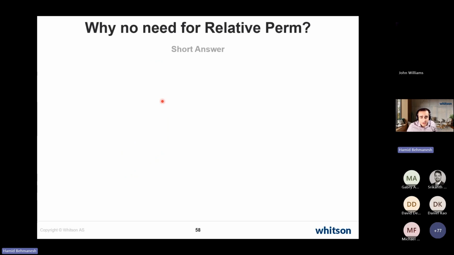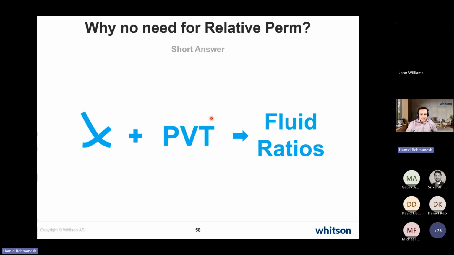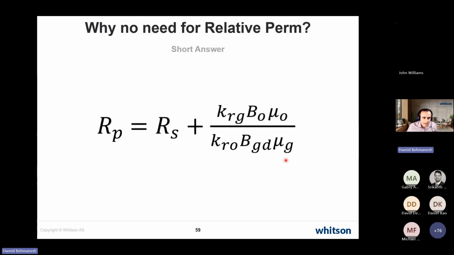So why do we need relative permeability? If you remember, I started off with that question, and the question was why relative permeability is not needed. In fact, relative permeability is somehow embedded into our data. Relative permeability plus PVT gives the fluid ratio. We are dealing with the water-oil ratio, oil-gas ratio, CGR, all the ratios that we deal with in our fluid material balance analysis.